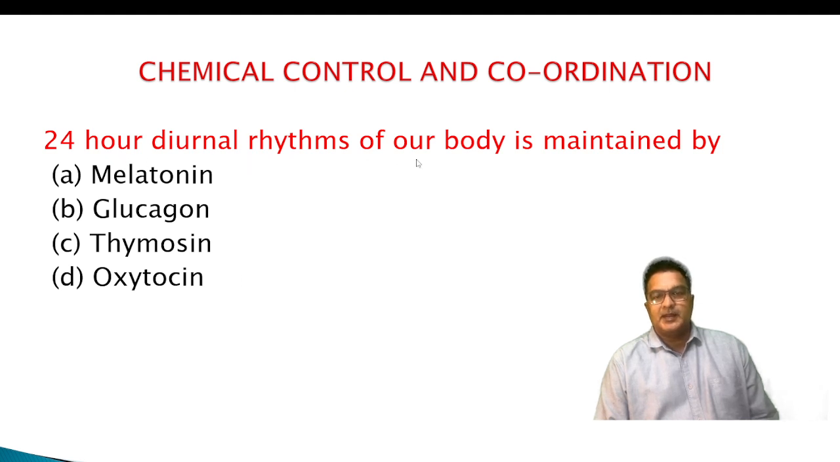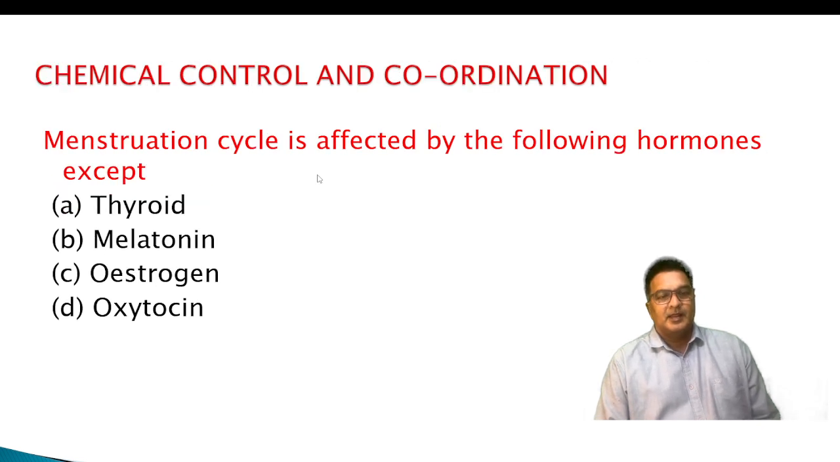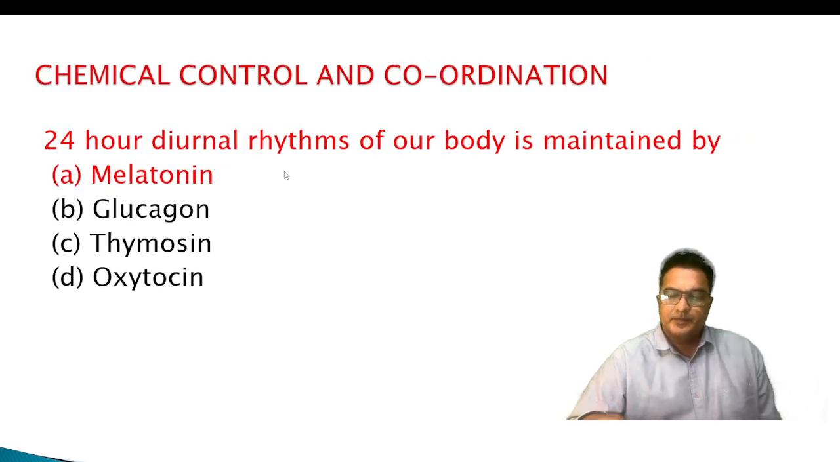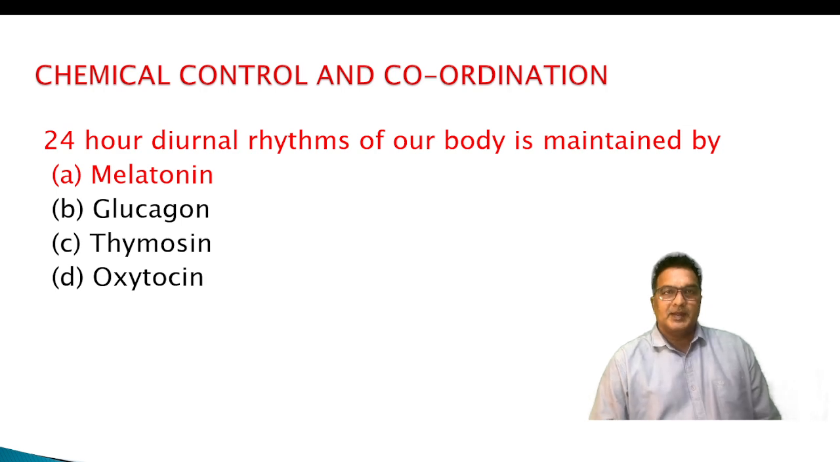The 24-hour diurnal rhythm of our body is maintained by which hormone: melatonin, glucagon, thymosin, oxytocin? The answer is melatonin. Melatonin maintains circadian rhythms, we can call it.